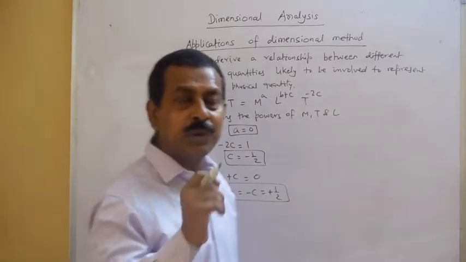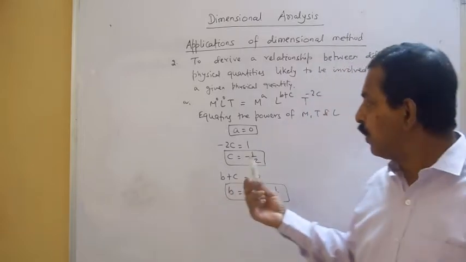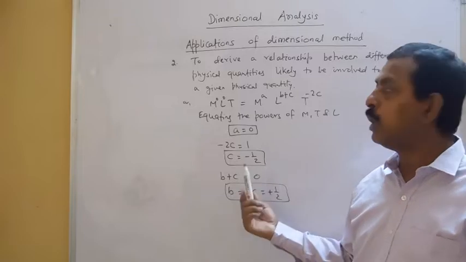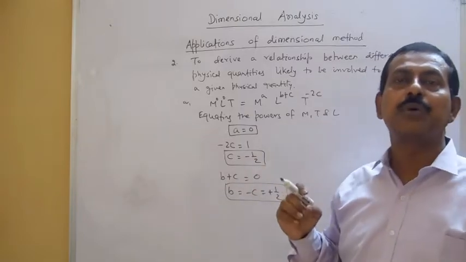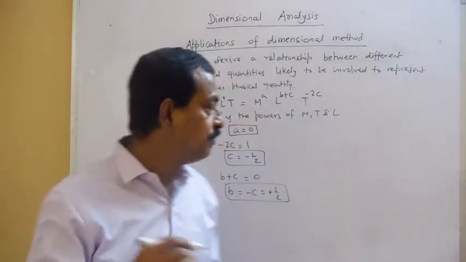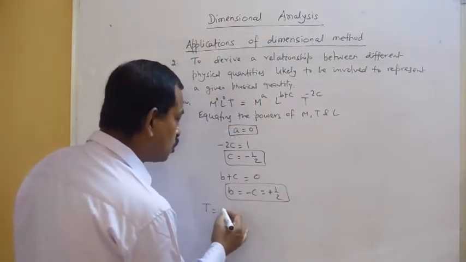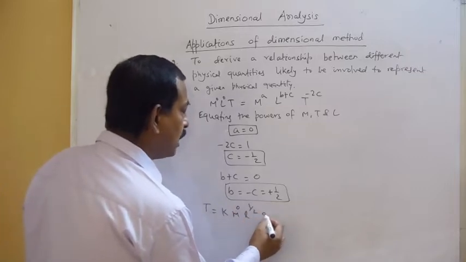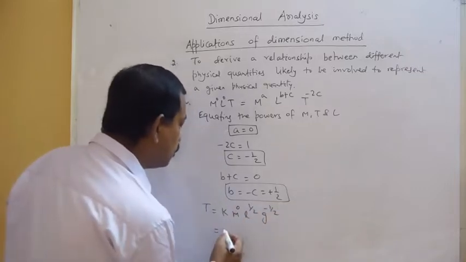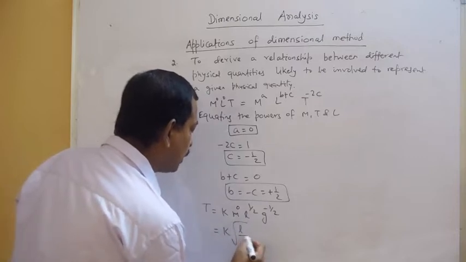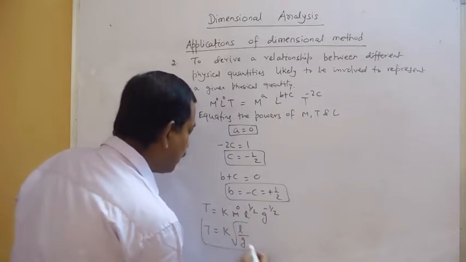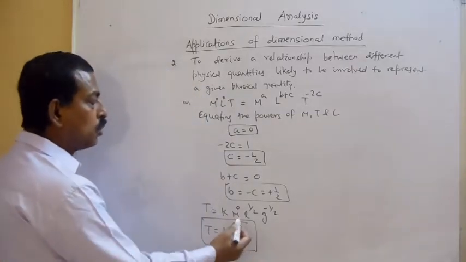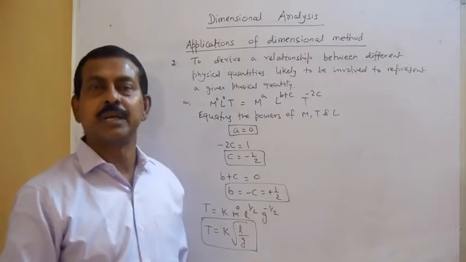So what we have got? We have got the value of A, which is 0. We have got the value of B, which is half. We have got the value of C, which is minus half. We'll put these values in the expression for the time period which we have taken initially. So now this T will be equal to K M power 0, L power half, and G power minus half. So it is K root over L by G. T is equal to K times root over L by G. So this is the relation.